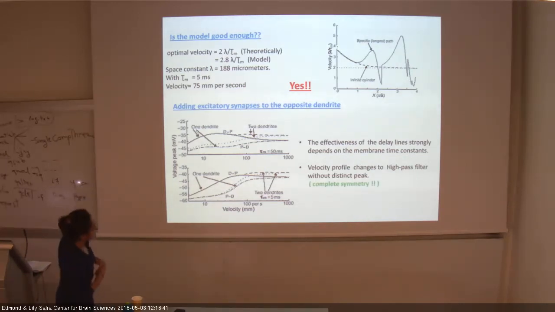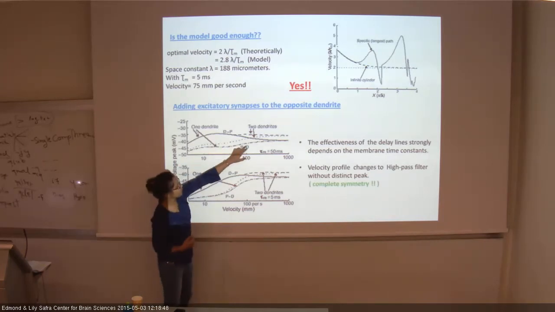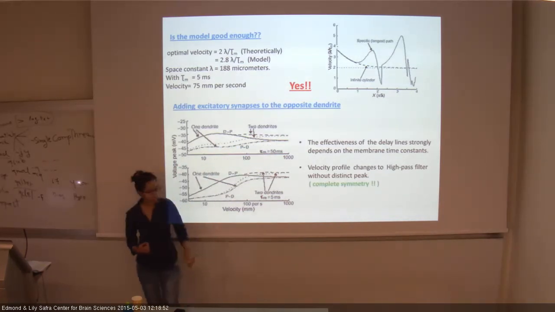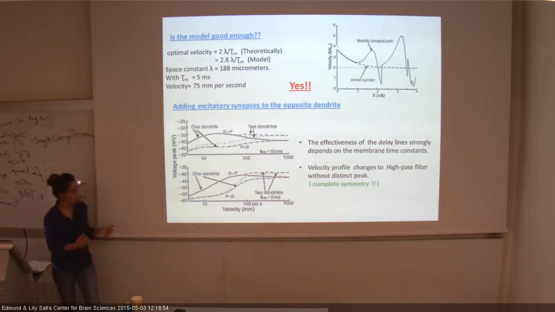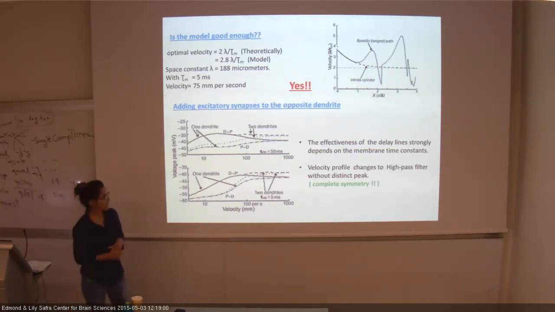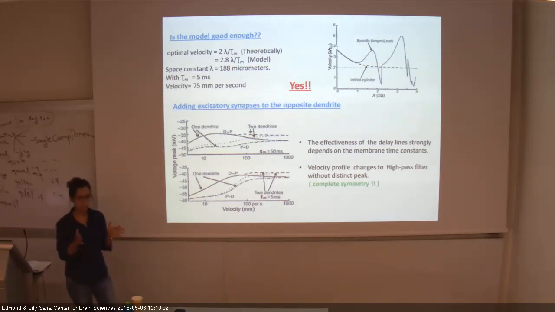And with these two dendrites, they found that the velocity profile, initially they have some kind of peak, but with two dendrites it kind of saturates. And in such cases, there is a loss of directionality on the basis of this hypothesis because there is no symmetry. But in cats, most of the neurons are short dendritic neurons and they do have directionality.